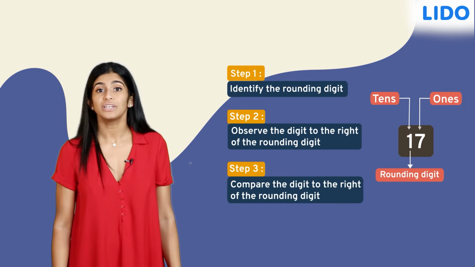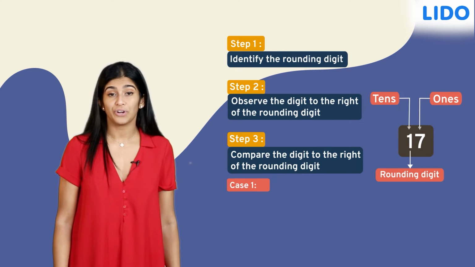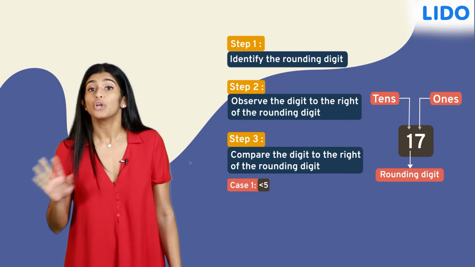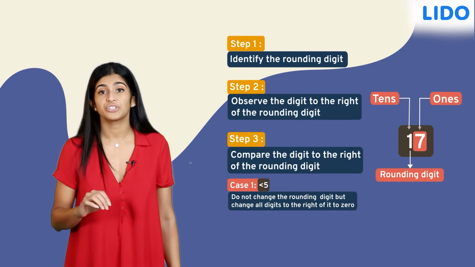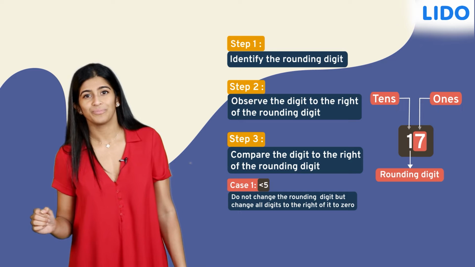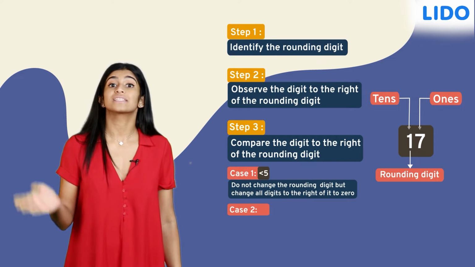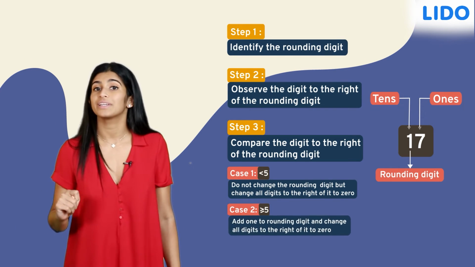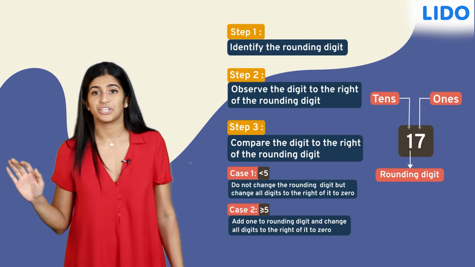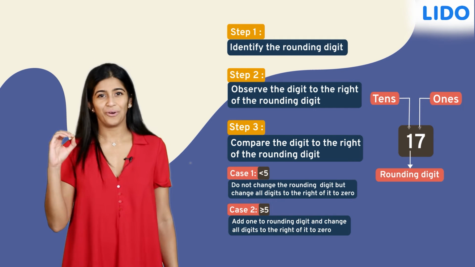Then compare the digit to the right of the rounding digit with 5. If the digit to the right is less than 5, do not change the rounding digit, but change all the digits to the right of it to 0. If the digit to the right is greater than or equal to 5, add 1 to the rounding digit and change all the digits to the right of it to 0.